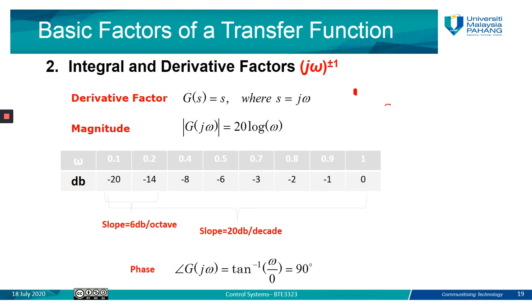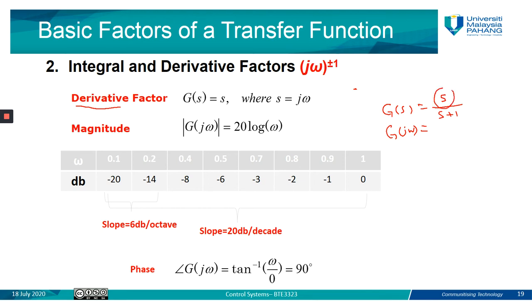For example, we say G(s), or in our case here, G(jω), because we said we are going to replace s by jω here. If G(s) is equal to s over s plus 1, for example, this one has one zero at the origin, so it has one derivative factor, which is s, and it has one pole at -1, so this will be like the first order. So our focus here now is on the integral here.